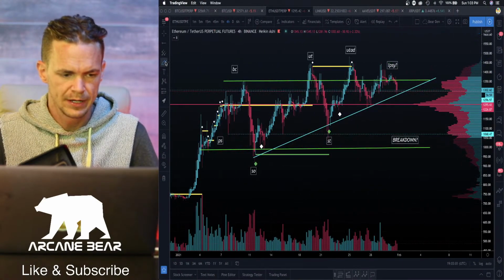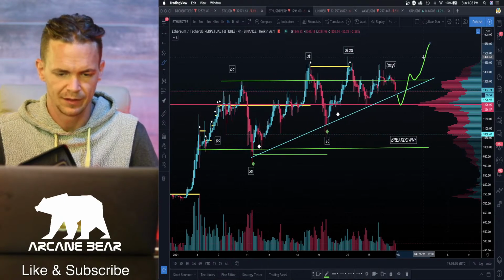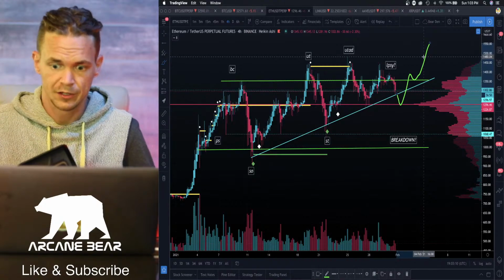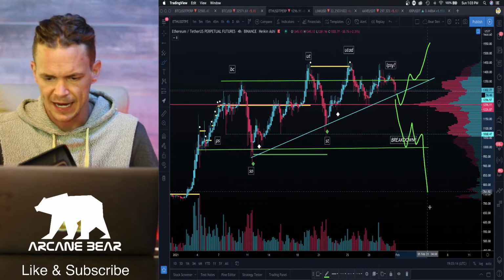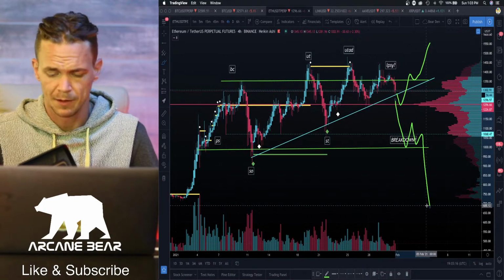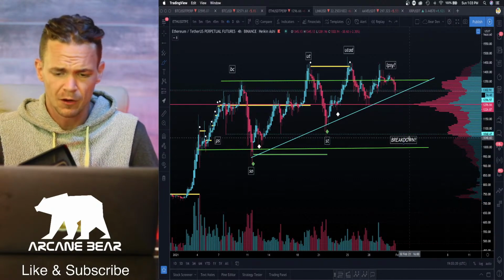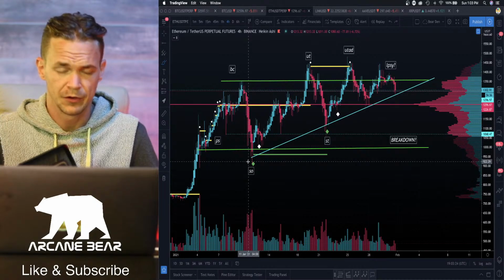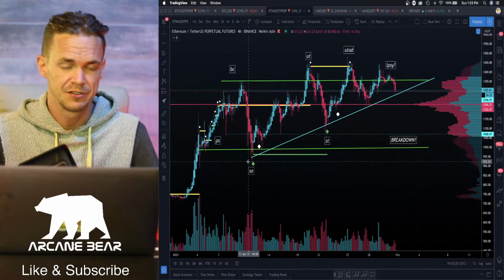Now, if we go something like this and then break back above, again, it changes. This is the problem with distribution. It can look eerily similar to accumulation. But if we start to see a breakdown like this and we can't get above the box, we're probably going to come back down and test maybe as low as $500 or $600. Now, Ethereum in the long run, again, I'm ultimately bullish, but what's important to remember is that we don't always know what's going to happen in the market, and the market can trick you. So having a good strategy is important.